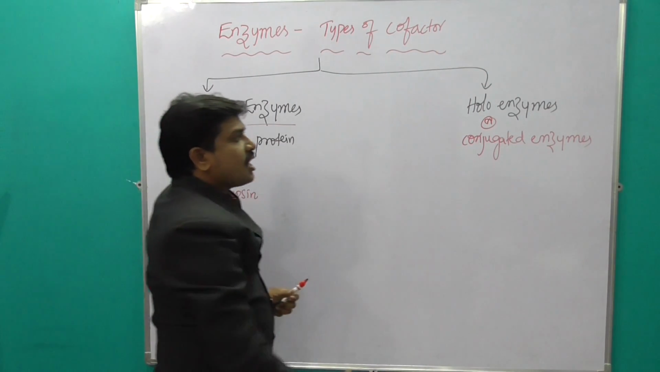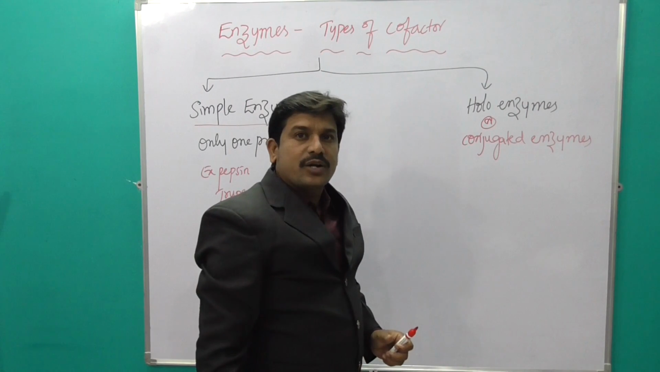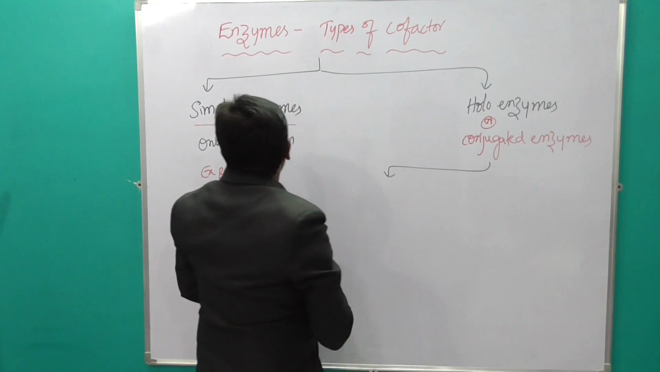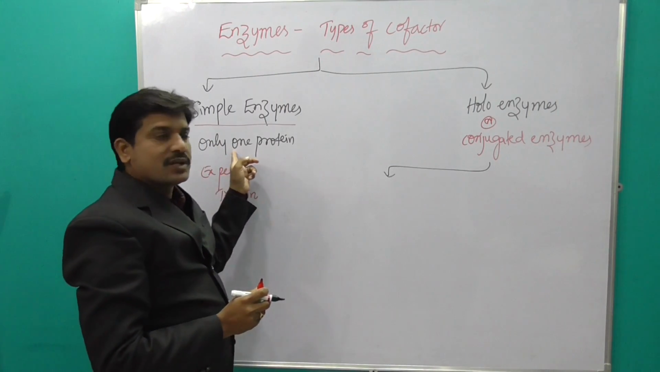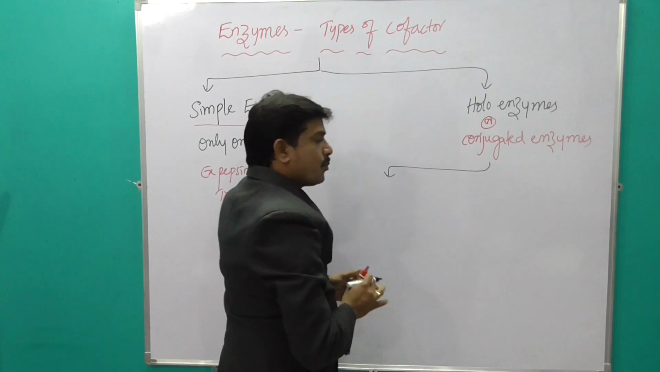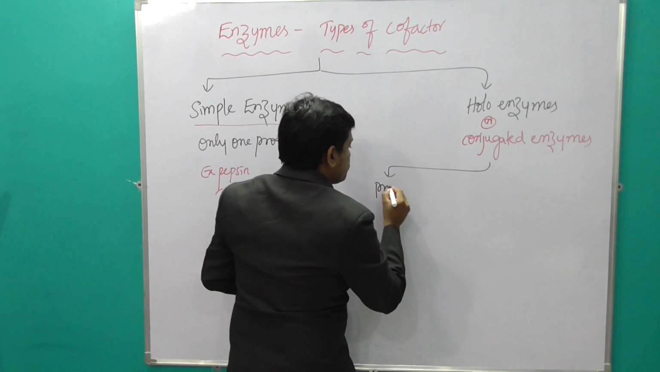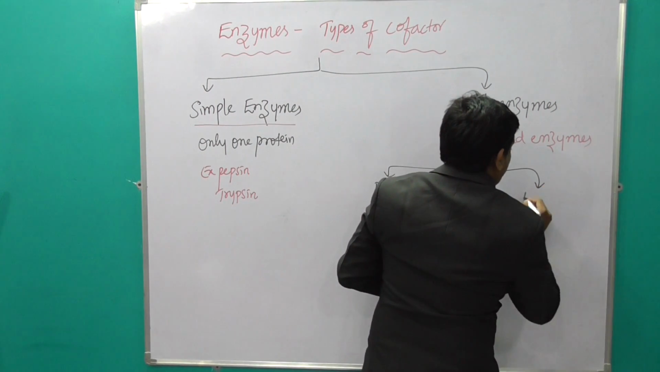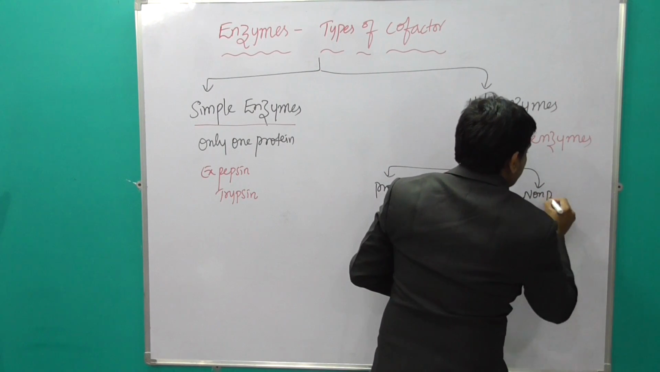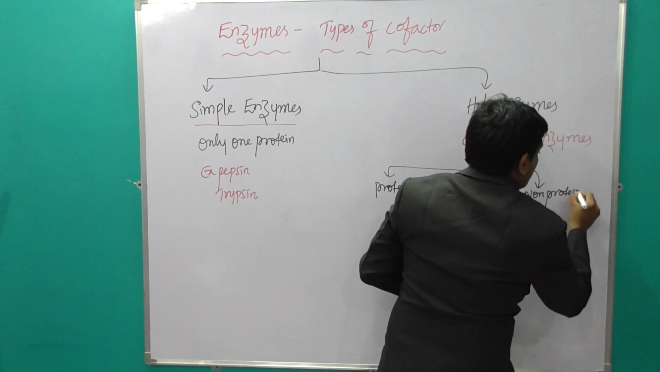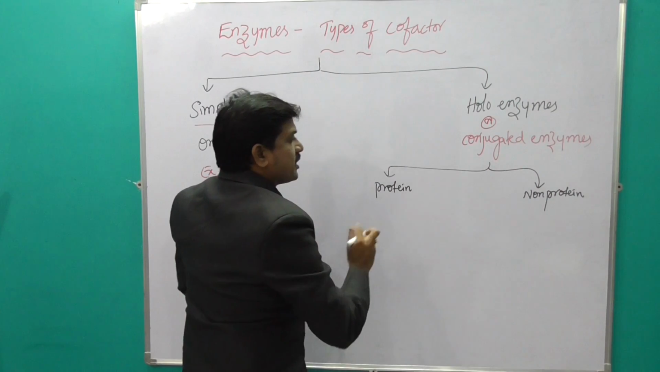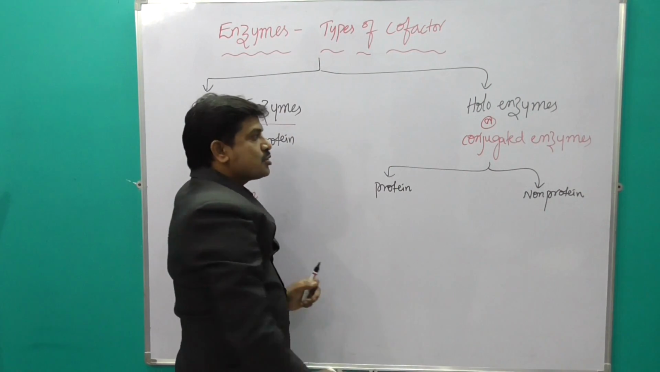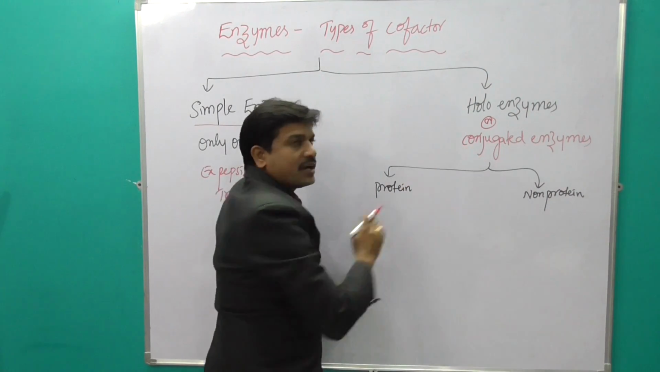Next, the holoenzyme is divided into two parts. Why? Because a simple enzyme contains only a protein, but here there is a protein part and another, non-protein part. Both are present in the holoenzyme, so it is considered a conjugated enzyme.